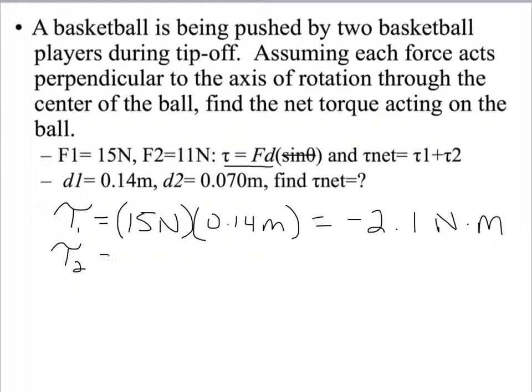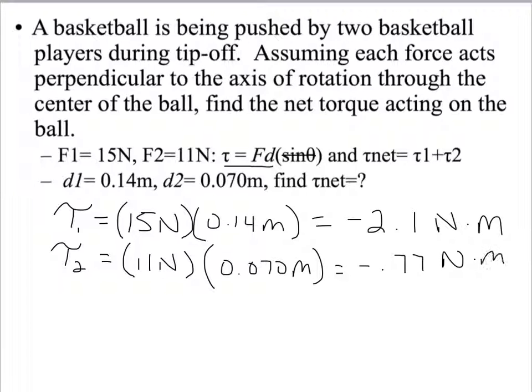Now if I look at tau 2, or the torque of our second, I am going to take my 11 newtons, that's the force of the second, and 0.070 meters, and I get negative 0.77 newton meters. Now to get my total, I am just going to combine these two, and I actually come up with negative 2.9 newton meters. So this will be our total torque. It's 2.9 newton meters. The negative shows the direction, that it is in a clockwise spin.